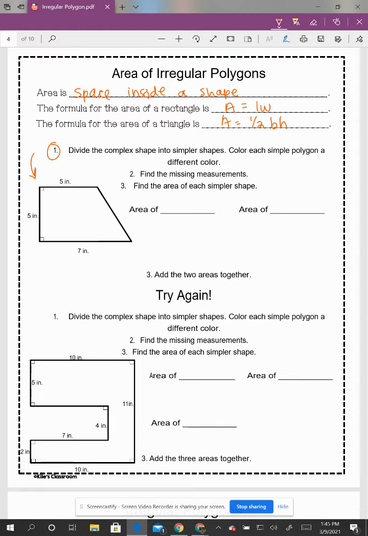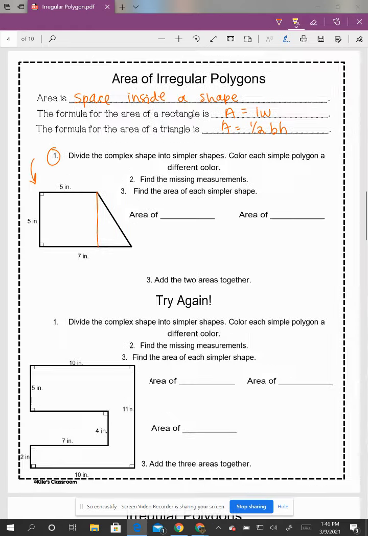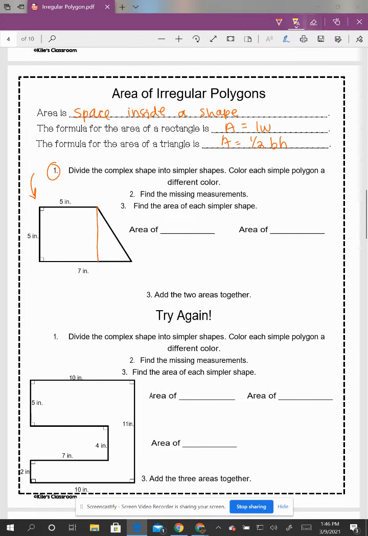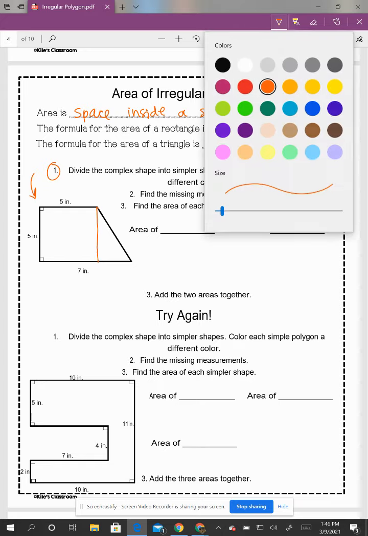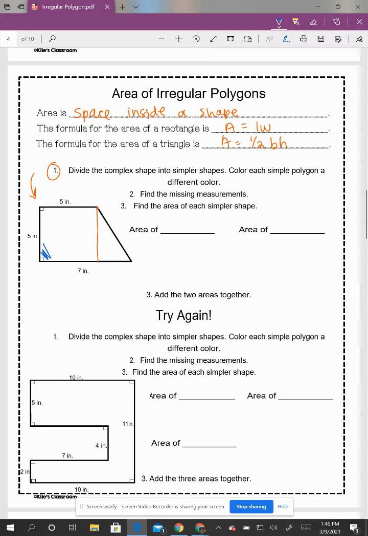Now if I'm trying to find the area of this shape below, I'm going to first start by dividing the complex shape into simpler shapes. Then we're going to color them. So right here, if you draw a line straight down, I have now created two shapes. Sorry, my pen's messing up a little. My blue is where I have my rectangle. And with another color, you can choose whatever colors you'd like, I'm going to color in my triangle.